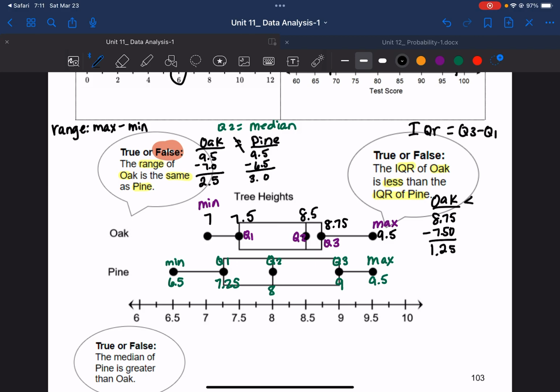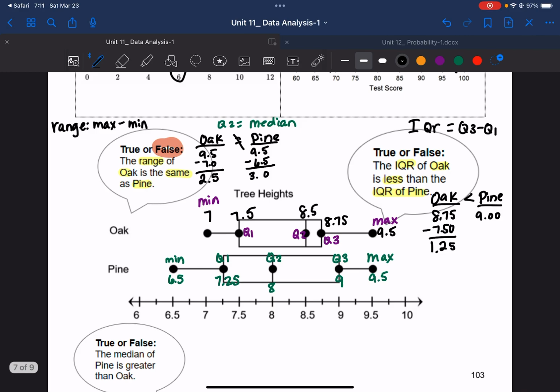And it's saying that it is less than that of pine. Okay, so let's look at pine. Pine is going to be 9.00. I'm going to write 0.00 because the Q1 is 7.25. And we're going to have to borrow. 10 minus 5 is 5, 9 minus 2 is 7, and 8 minus 7 is 1. So here is saying that 1.25 is less than 1.75. This is true. So here we can safely say true.